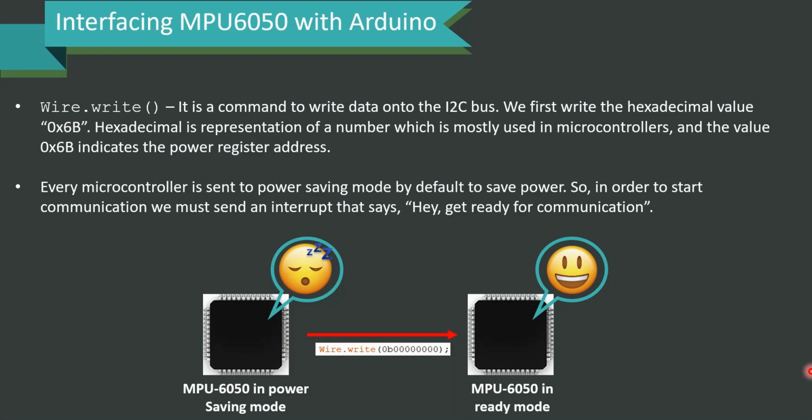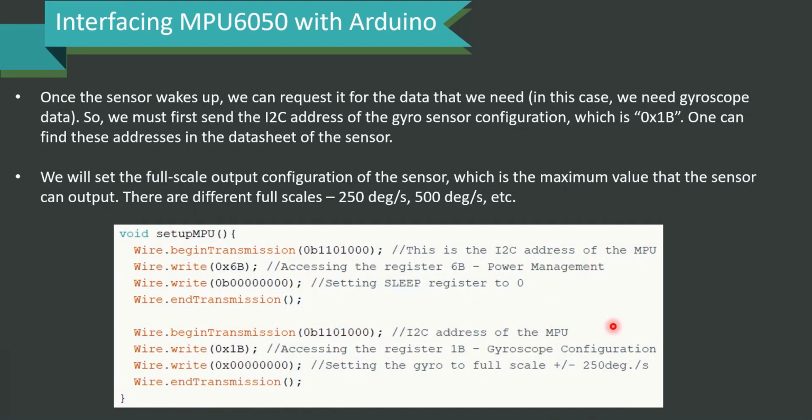power register address. Every microcontroller is sent to power saving mode by default to save the power. So, in order to start communication, we must send an interrupt that says, hey, get ready for communication. Initially, it would be in sleeping mode or in the power saving mode. When you give wire.write with this value, then it will get ready for the transmission. Once the sensor wakes up, we can request it for the data that we need.